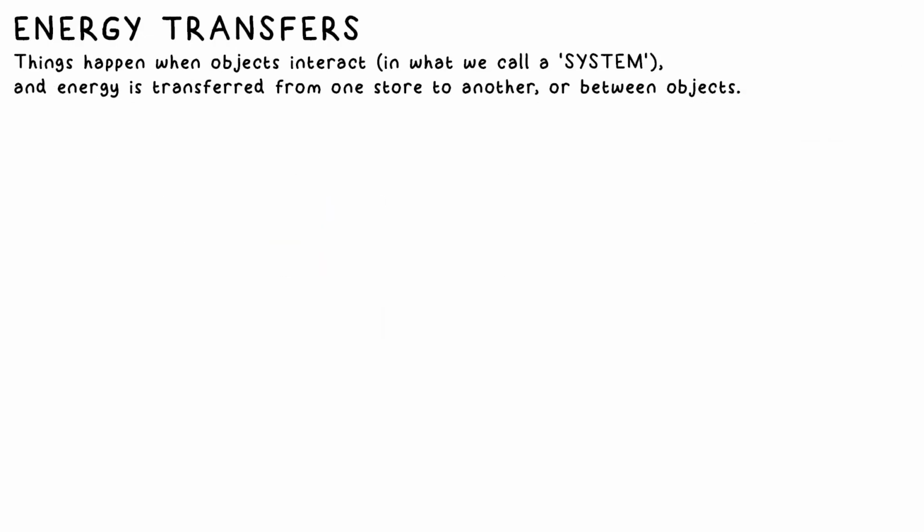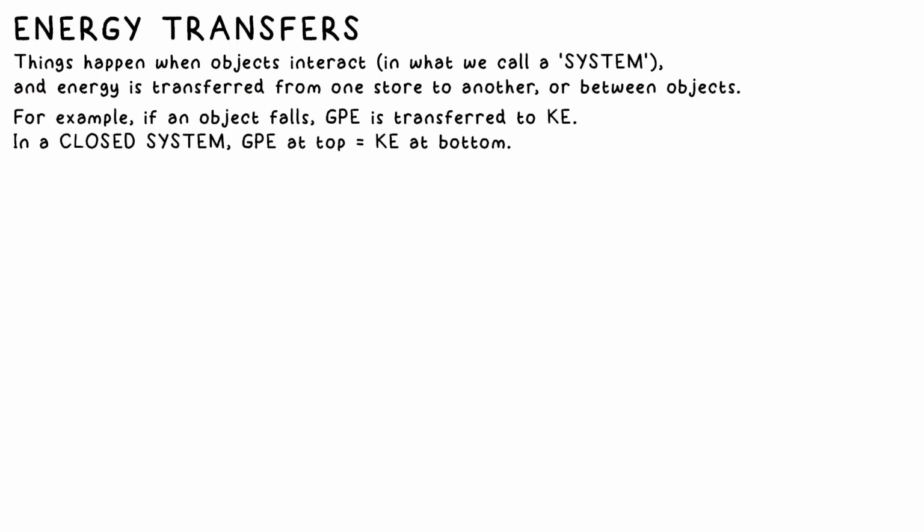In order for anything to happen in a system, energy must be transferred from one object to another or one store to another store. In a closed system, no energy is lost to the surroundings, no energy in from the surroundings either, which allows us to equate two lots of energy. That just means saying that two lots of energy are the same.